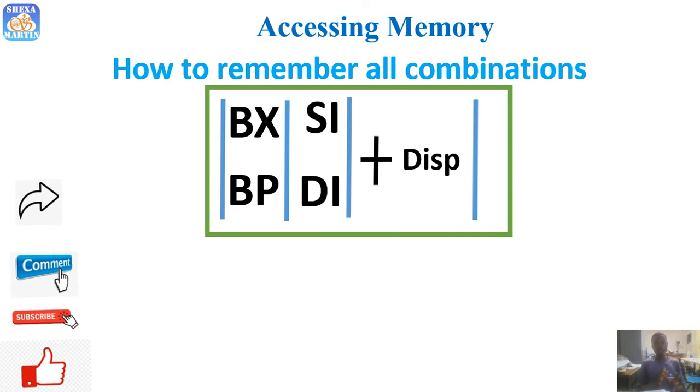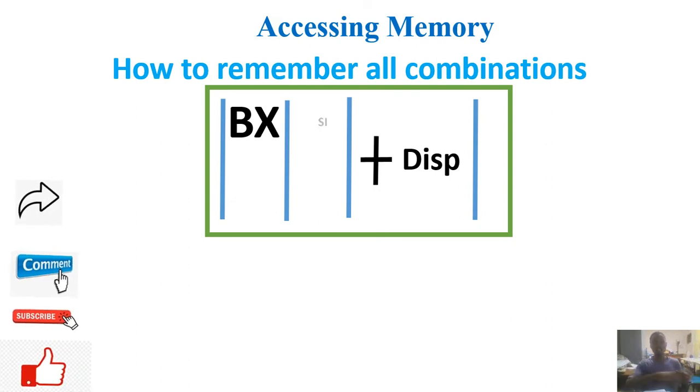Here's an example of a valid addressing mode. We have BX plus 5. So BX plus 5 is like this. BX, we replace the displacement and we put 5 there. That's one example. And BX must be within the square brackets, and then the plus 5 might be outside the square brackets.